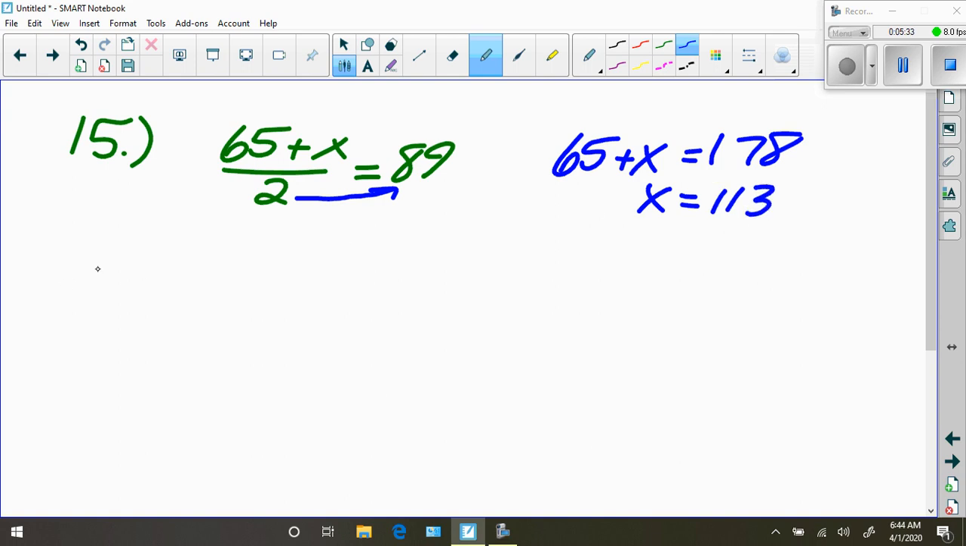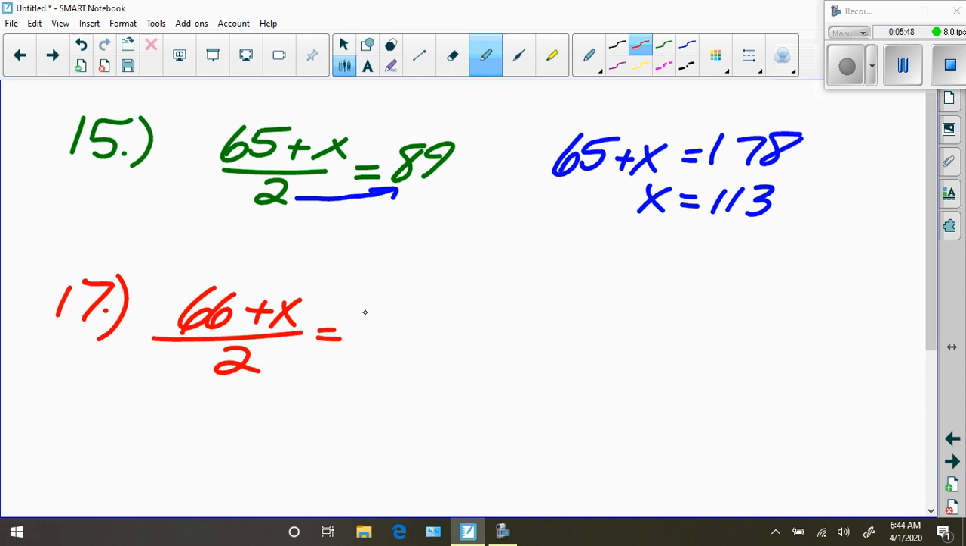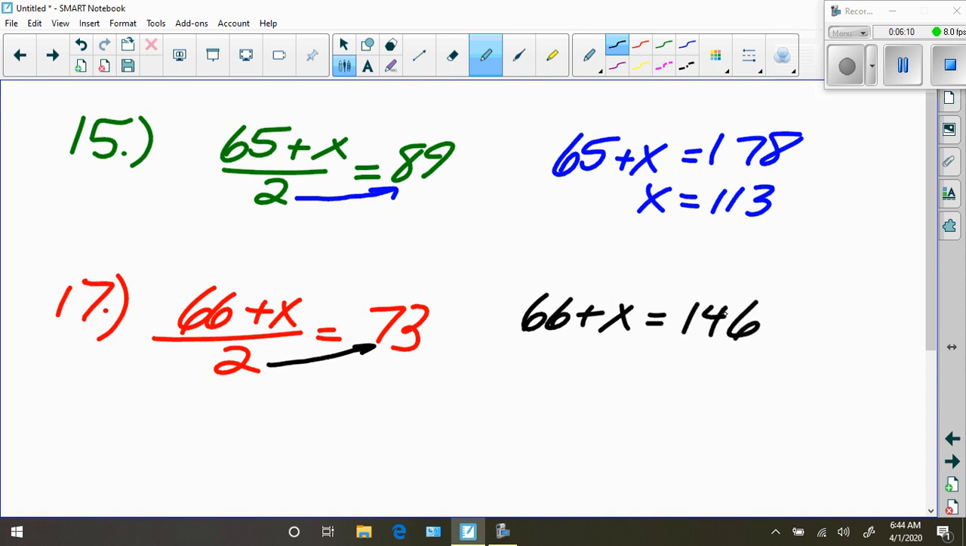Boom. Number 17. The two arcs are 66 and x. So 66 and x divided by 2 gives me my answer. And on number 17, the answer is 73, the angle. Okay? So I'm going to cross multiply by 2. 73 times 2 is 146. So it's 66 plus x equals 146. And then I'm just going to subtract 66 and get 80.